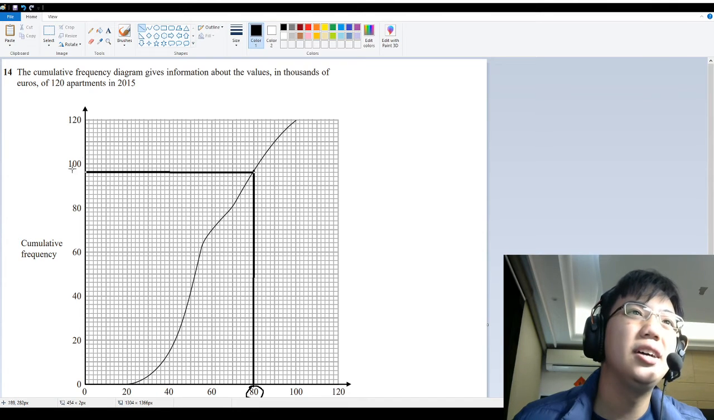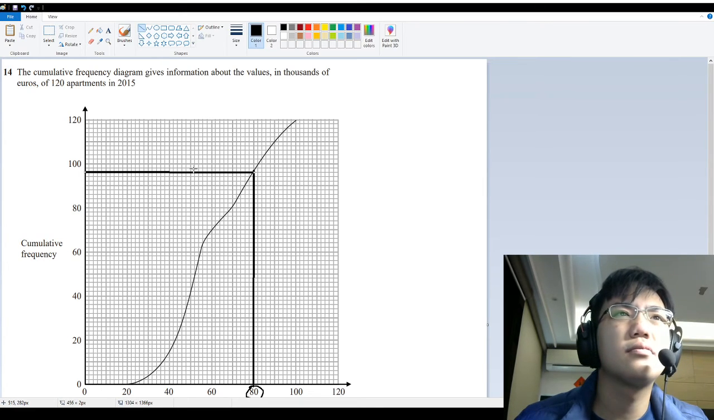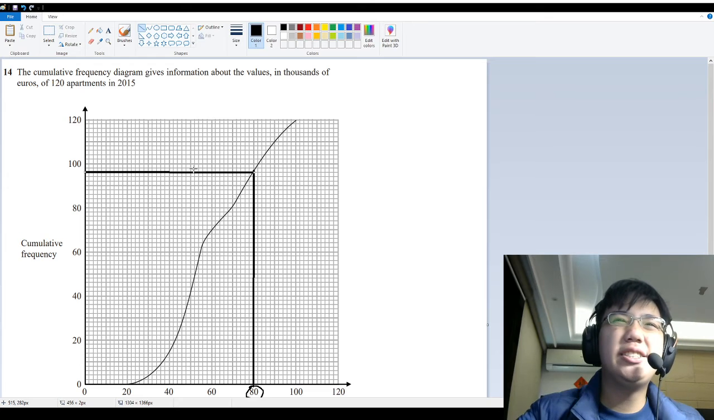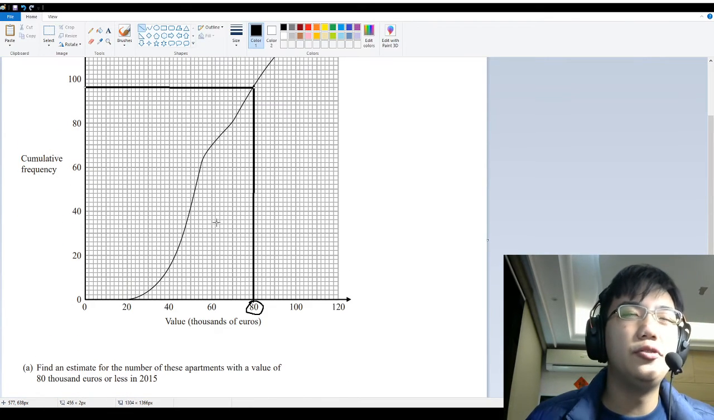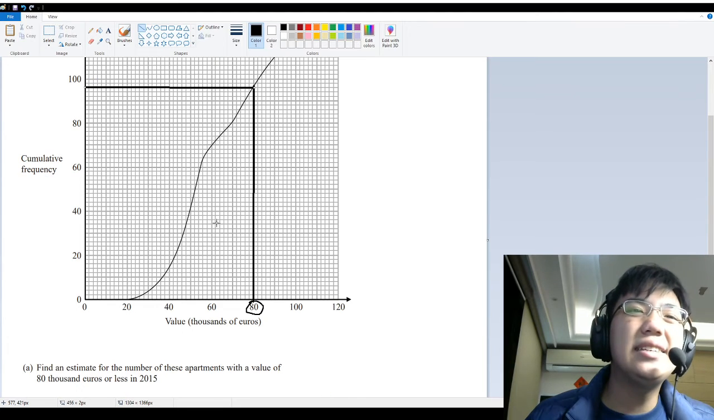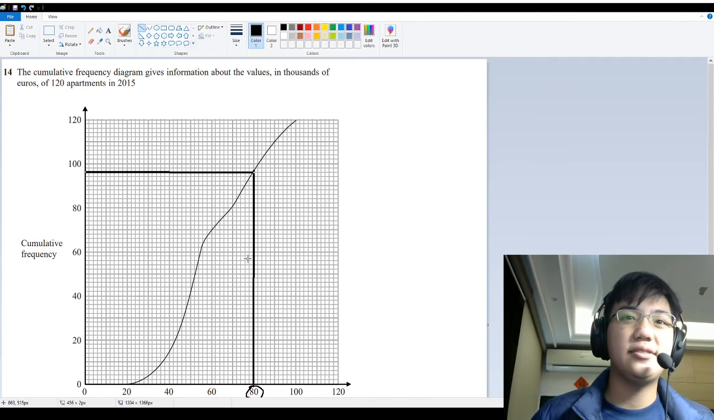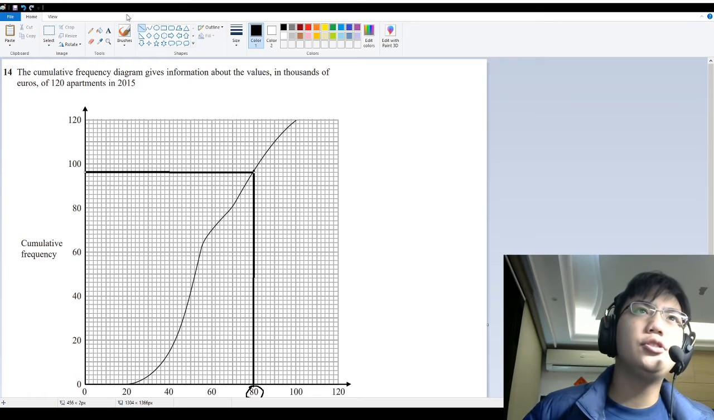So here we have the cumulative frequency for the value of apartments with 80,000 euros or less. So we've solved this question.